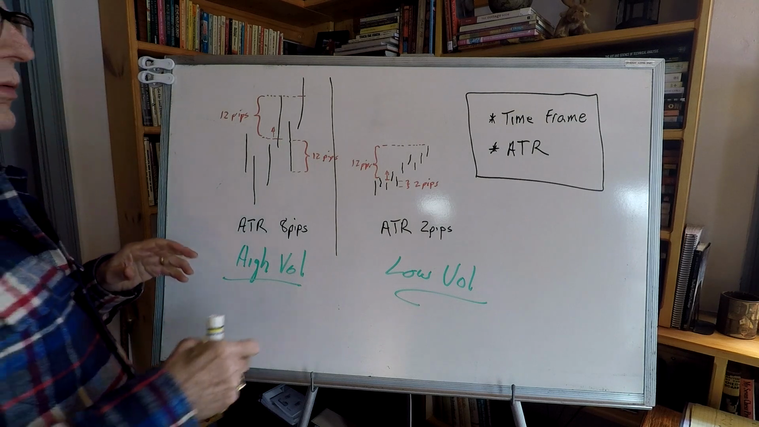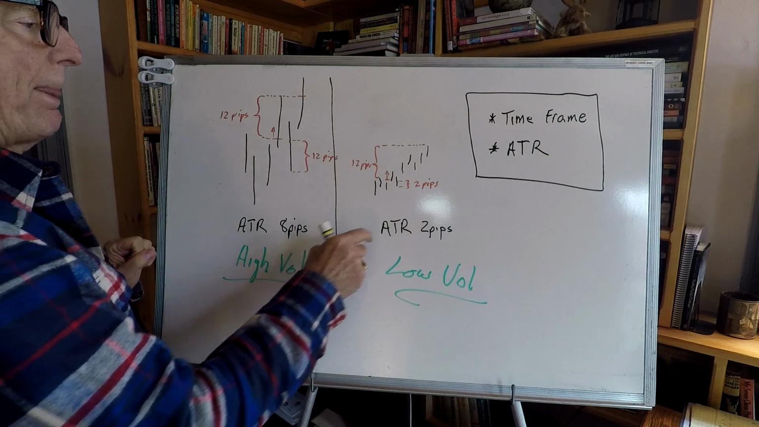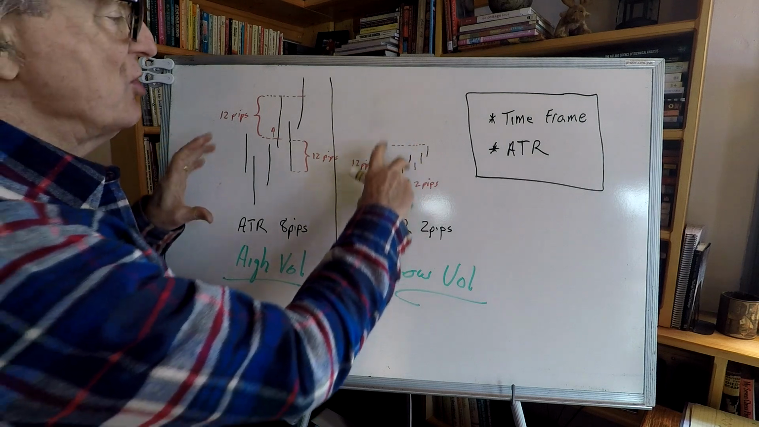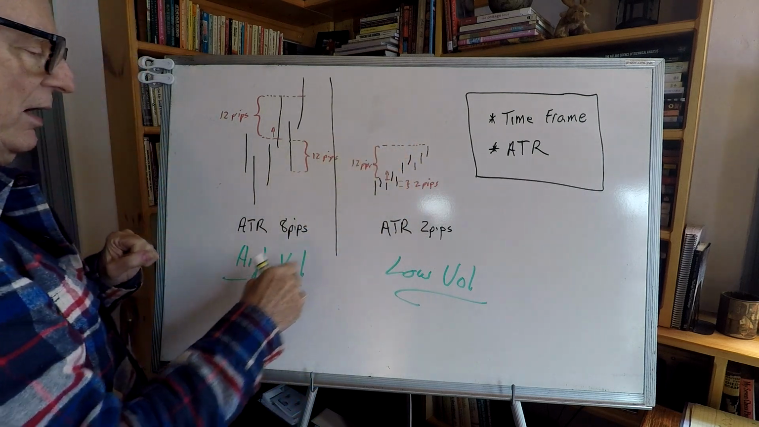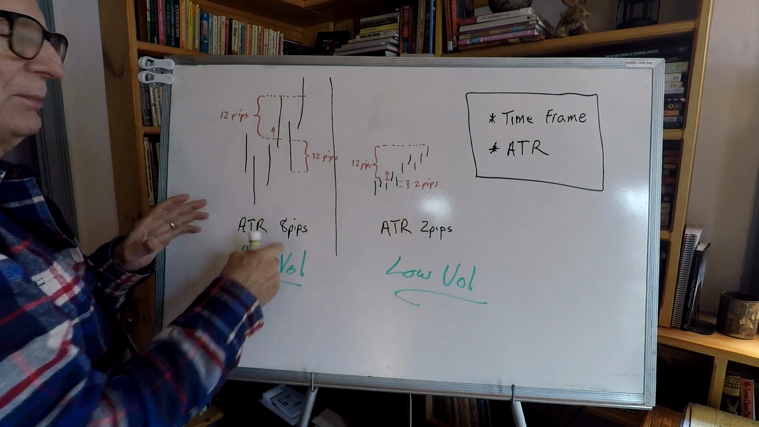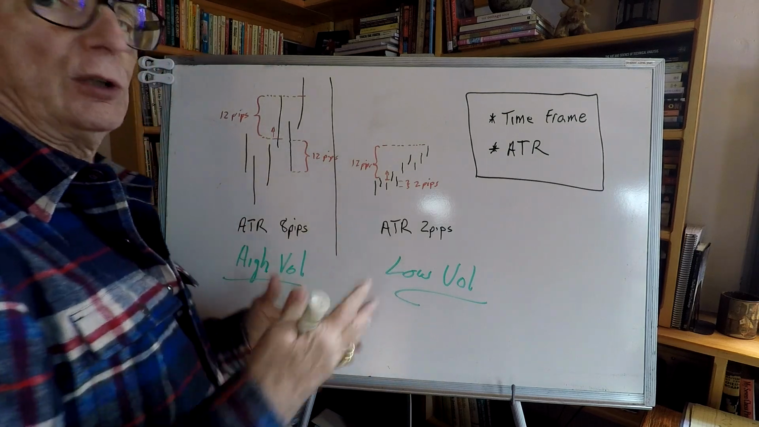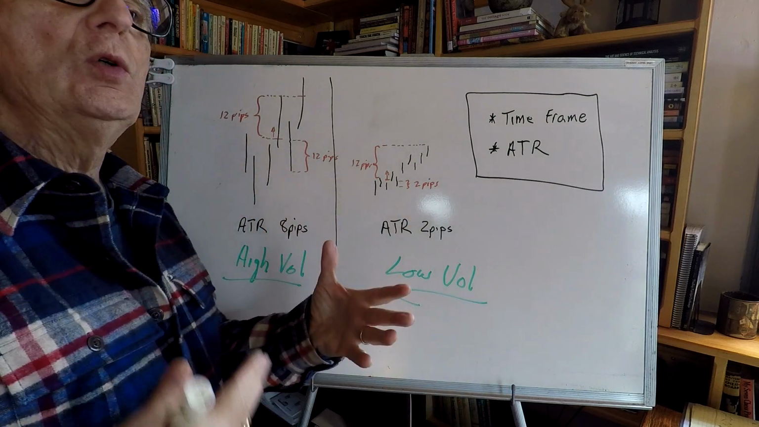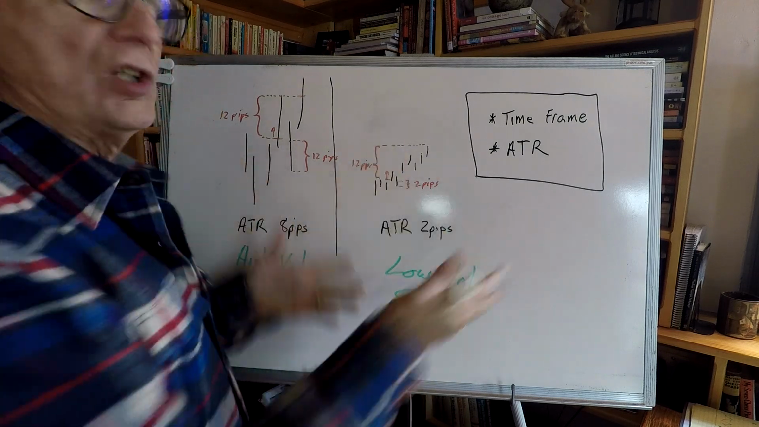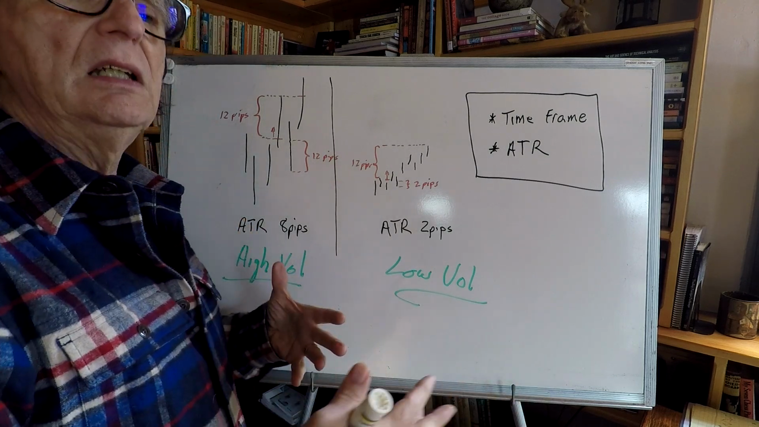Now, if this was a 4-hour chart, then this is hardly going to be noticeable. And on a 4-hour chart, an ATR of 8 pips would be crazy, right? So the first thing you have to look at when you're judging whether you want to trade in a low volatility situation is, what time frame are you trying to trade on? What are you considering to be the volatility?